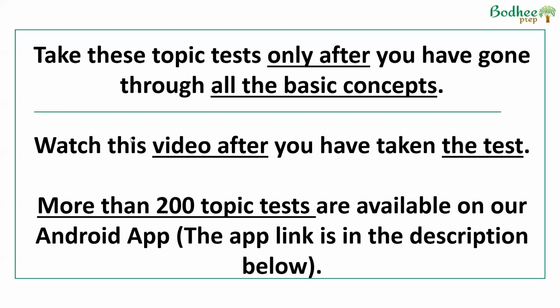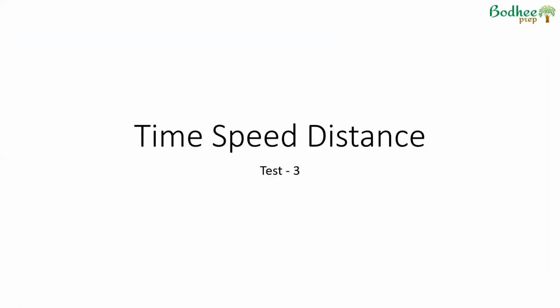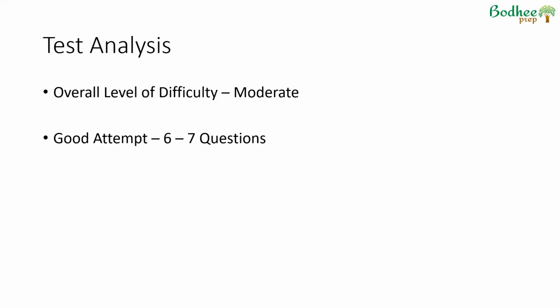This video is on the topic time, speed, distance, and this is test number 3 that I'm discussing here. Overall, the level of the test is, I think, moderate. 6 to 7 net correct attempts would be a good attempt in this test. Good meaning 90 to 95 percentile plus, and an overall time of about 18 to 21 minutes would be required to go through the test overall. That would be the ideal time for this test.